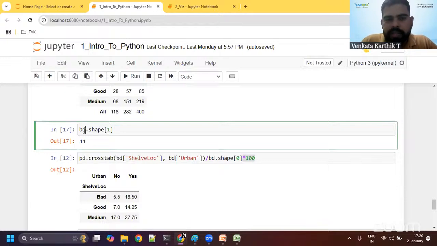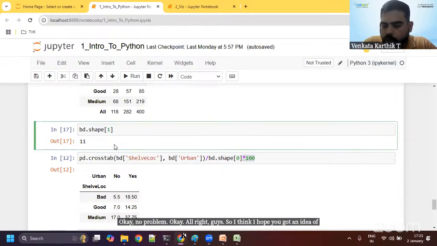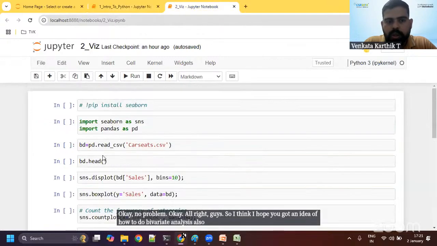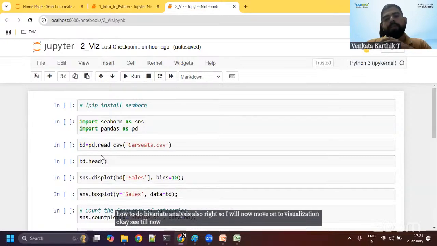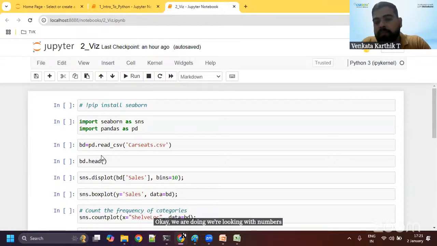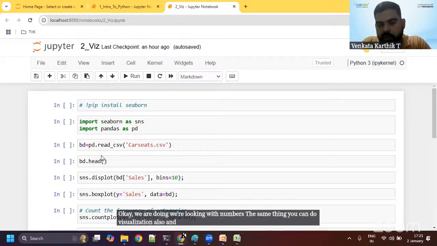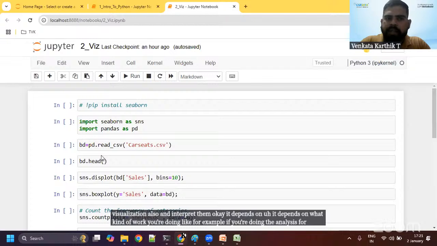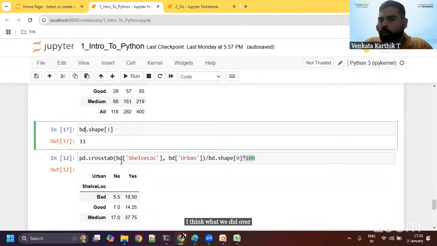Okay, all right, guys. So I hope you got an idea of how to do bivariate analysis also. I will now move on to visualization. See, till now what we have been doing is the summary statistics. We're looking at numbers. The same thing you can do with visualization also and interpret them. It depends on what kind of work you're doing. For example, if you're doing the analysis for your own purpose, I think what we did over here in summary statistics is good enough.